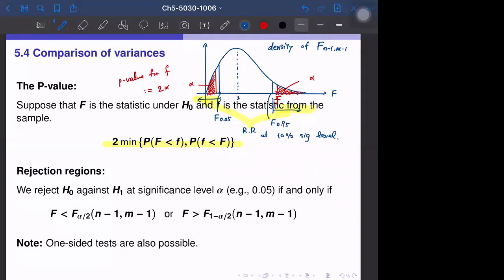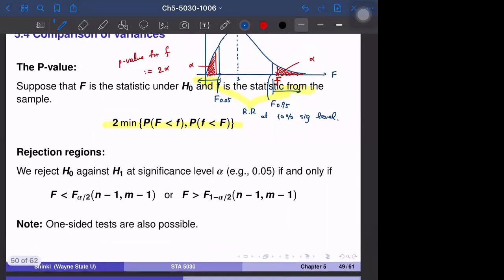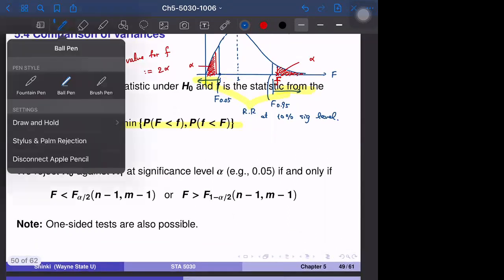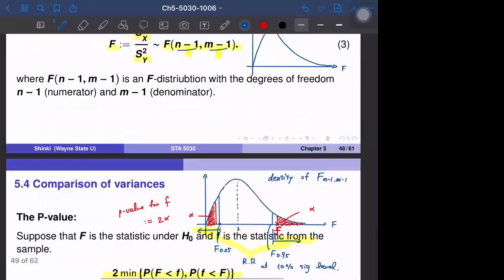So in this way, we determine the rejection region. So this is how to do the F test. And a one-sided test is also possible. For example, think about the hypothesis that sigma x is, okay, sigma x was on the numerator.